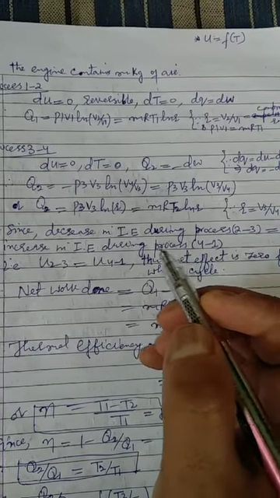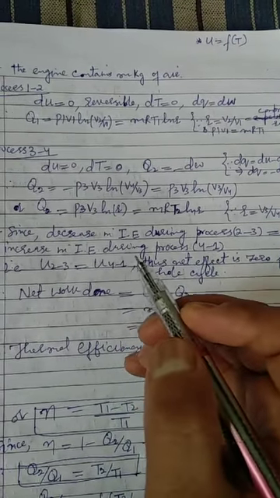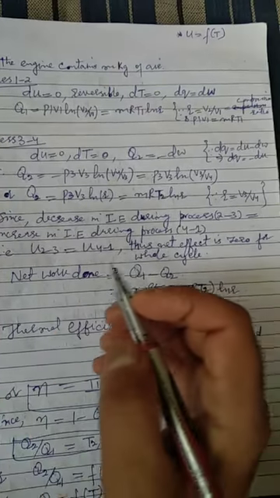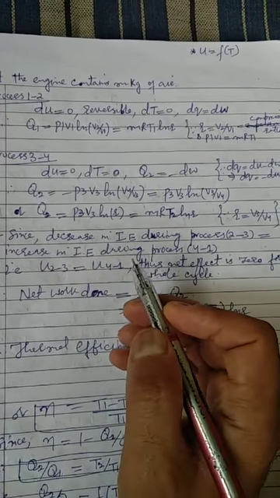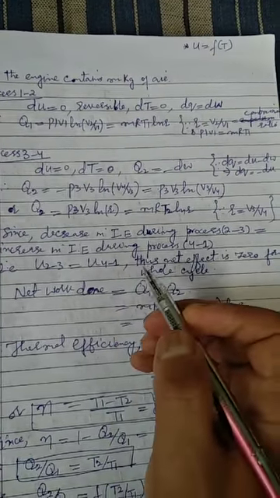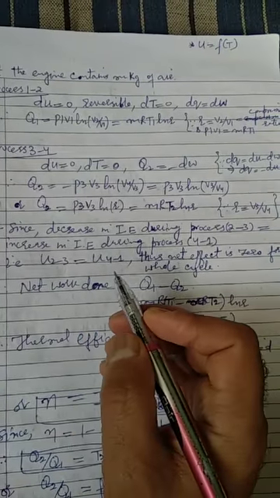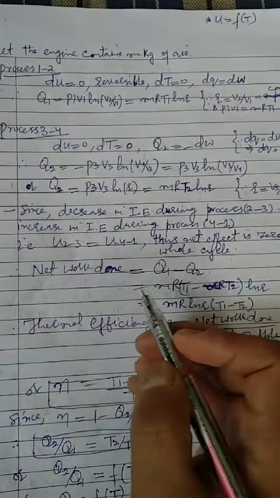That is, the decrease in internal energy during process 2 to 3 will be equal to the increase in internal energy during process 4 to 1. In 4 to 1 it is positive, and in 2 to 3 it is negative, so they cancel here. That's why u2 to 3 is equal to u4 to 1. So the net work done will be equal to Q1 minus Q2.